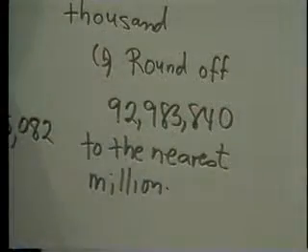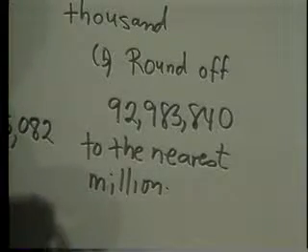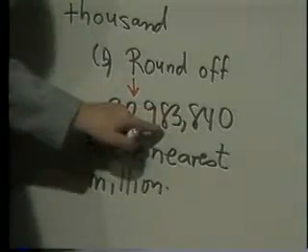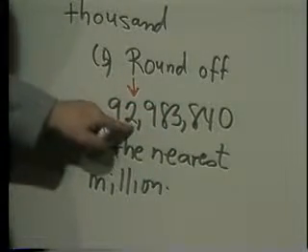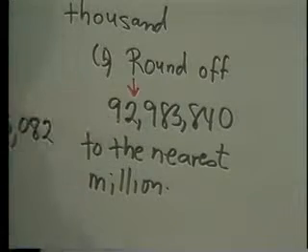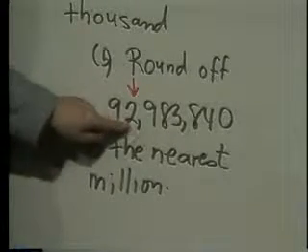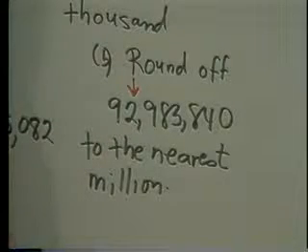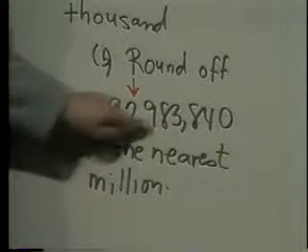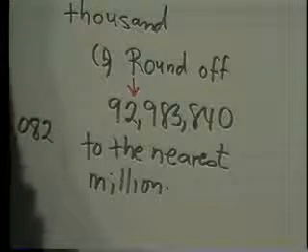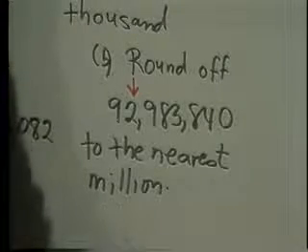Part B gives me the same number, but it says round off to the nearest million. Now you see, where's the million place? The million place is over here. See, units, thousands, millions. This is 1 million. This is 10 millions. So I want to round this off to the nearest million. You see, what this says is, if I'm counting by millions, I eventually get to 92 million, don't I? This number here is more than 92 million. But when I'm counting by millions, the next number I come to is 93 million.